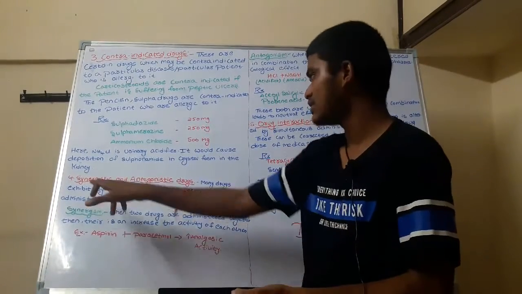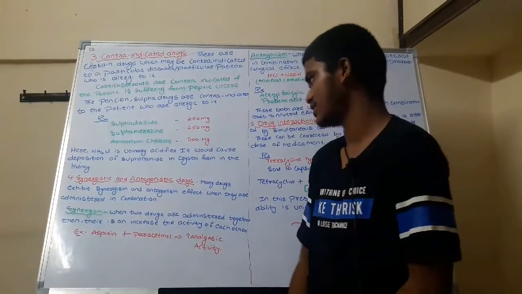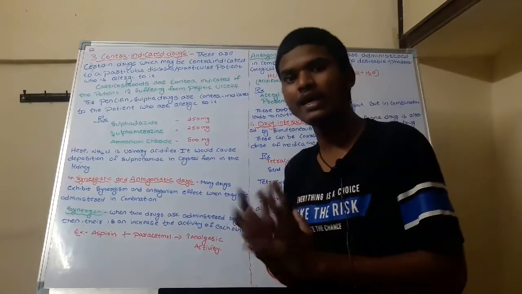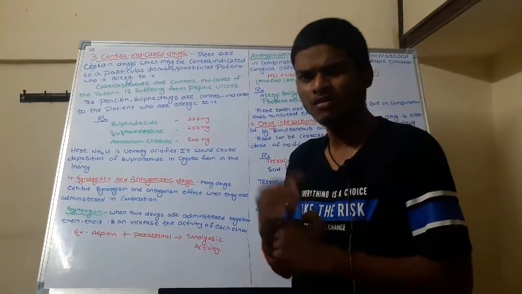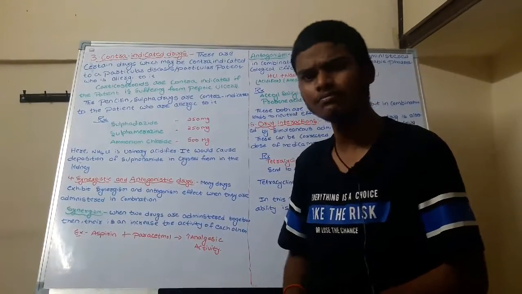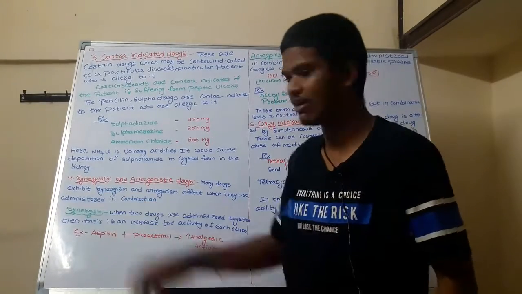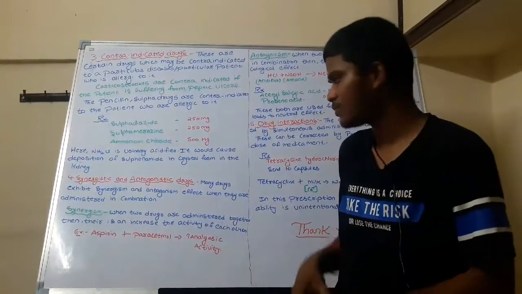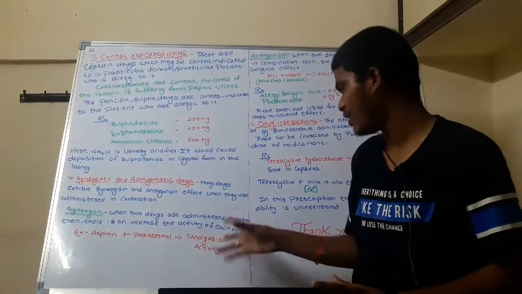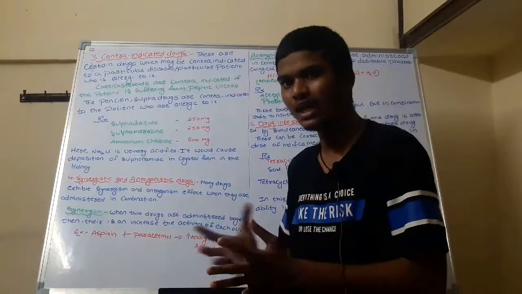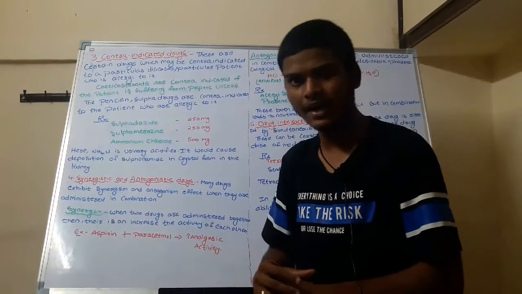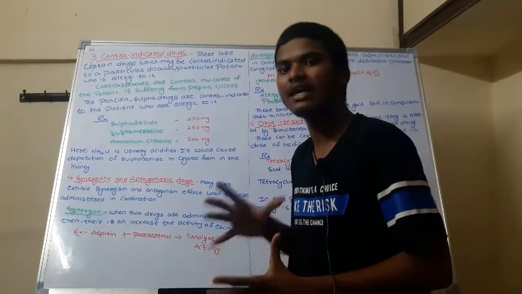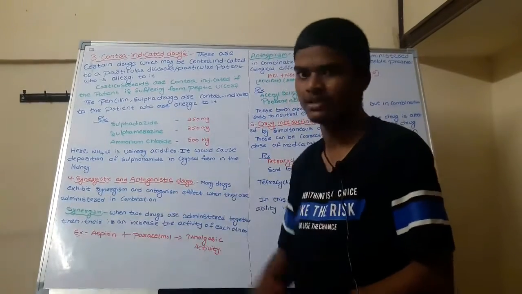Next we will see synergistic and antagonistic drugs. Many drugs exhibit synergism and antagonism effects when they are administered in combined form. First we have to know the definition of synergism and antagonism. Synergism: when two drugs are administered together, there is an increase in the activity of each other. That is, when two drugs are administered at a time, the pharmacological action of the drugs is increased. That is known as synergism.